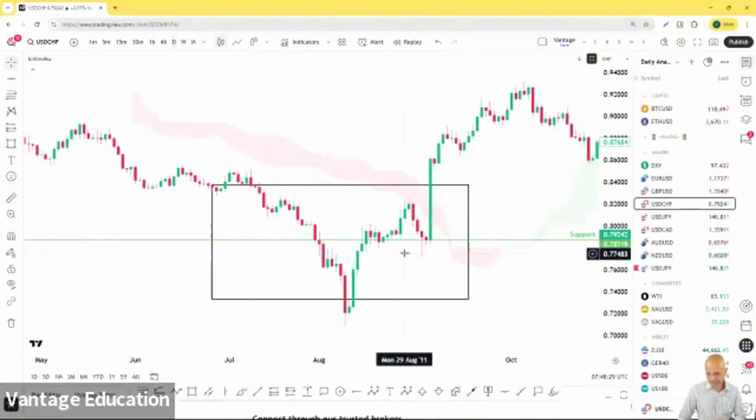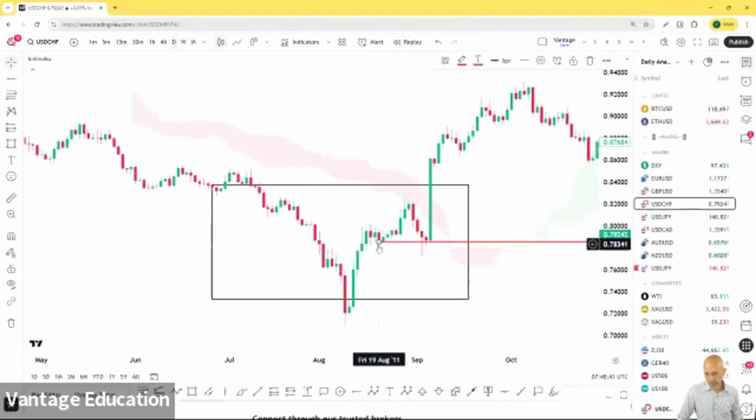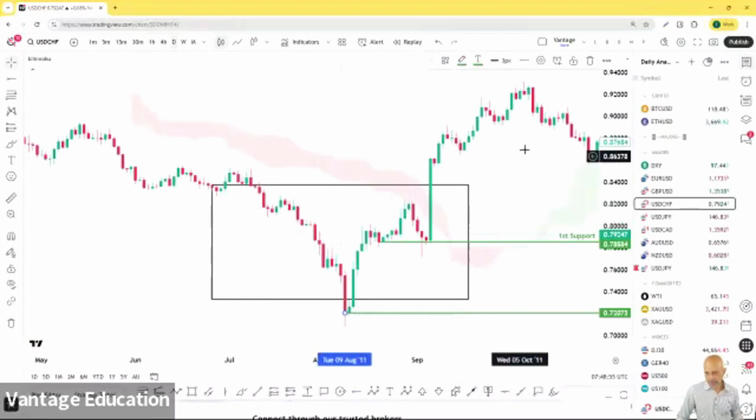Right, we can see here pretty decent support being formed at around 78.50 between 19th of August and 6th of September 2011. So this is where we can identify the first major support for dollar franc. And we can also spot a very significant swing low being formed here in August of 2011. So this is where we can label the second major support.